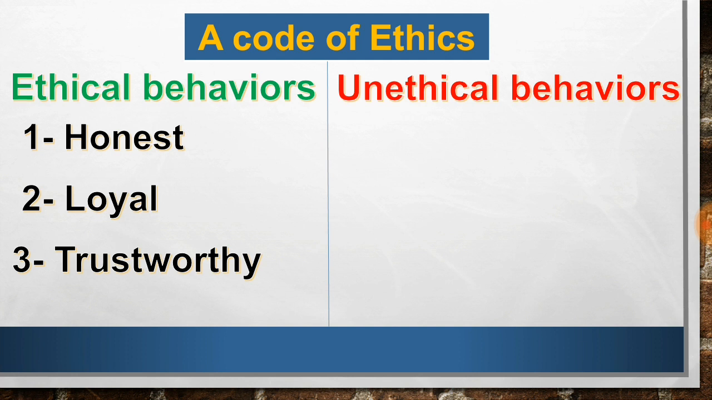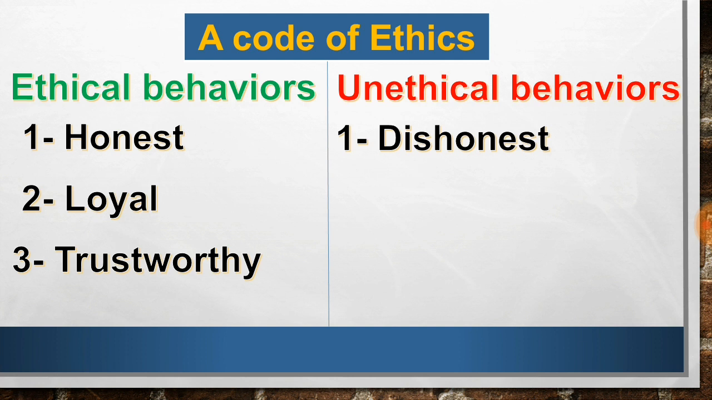Let's move on to unethical behaviors. It means the behaviors that the employees and managers shouldn't have. If they have these behaviors, it means they are corrupt. It means they are following unethical behaviors, and that they broke the code of ethics. Number one, if an employee is dishonest, it means that he has broken the code of ethics.